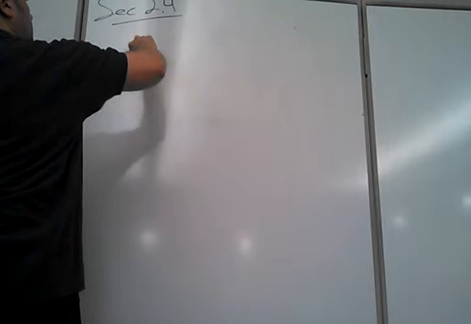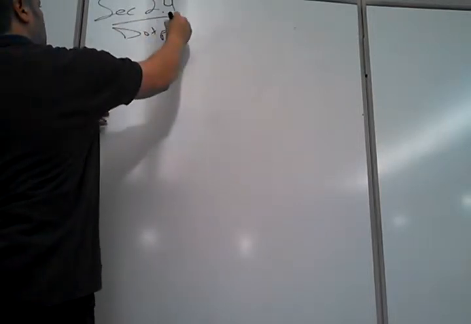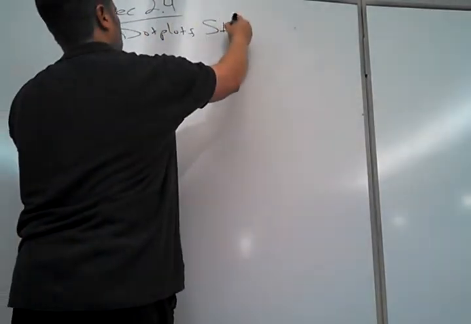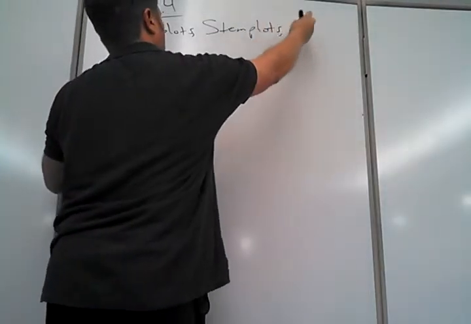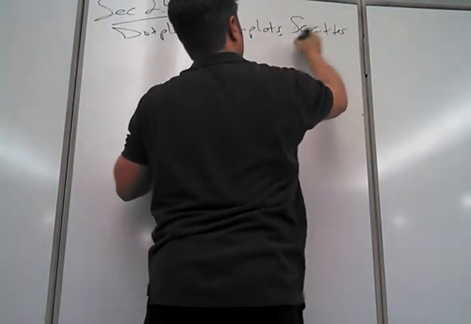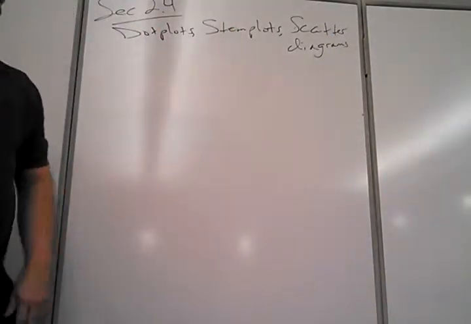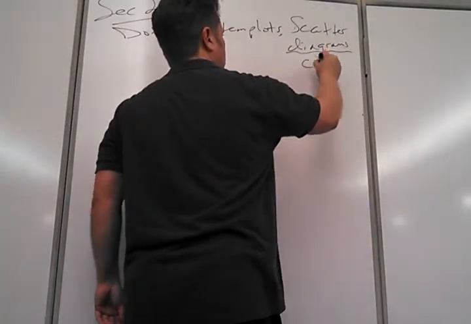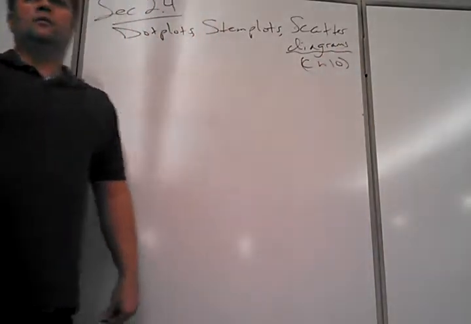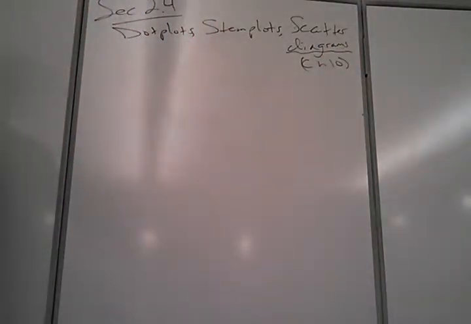In section 2.4, we'll end up doing the dot plots, stem plots, and scatter diagrams. Those are the ones we're going to use. This is going to come back to us in chapter 10. But just creating a scatter diagram is your first step. And if any of you have taken algebra, which is all of you, you've all graphed x, y points. That's all a scatter diagram is.